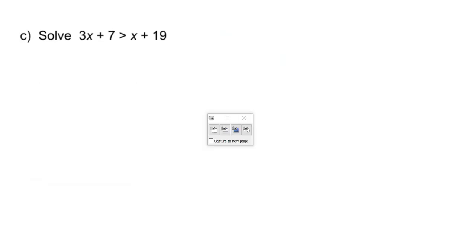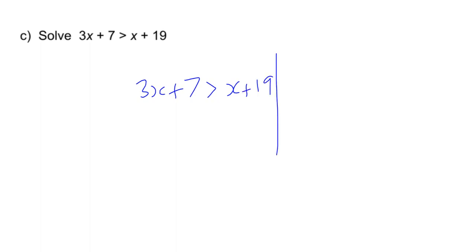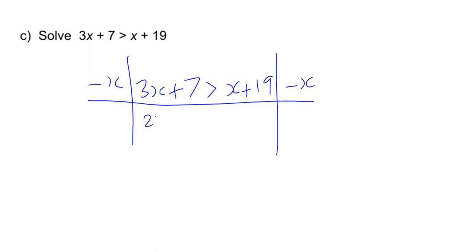So I'm going to do this exactly the same way that I would do an equation. Let's go to that for a moment. So I'm going to write 3x plus 7 greater than x plus 19. We'll do this just to show my working out, because it's important to show your working out. I want to get x by itself, so there's an x over here. So let's just take away x from both sides, and that'll give me 2x plus 7 is greater than 19.